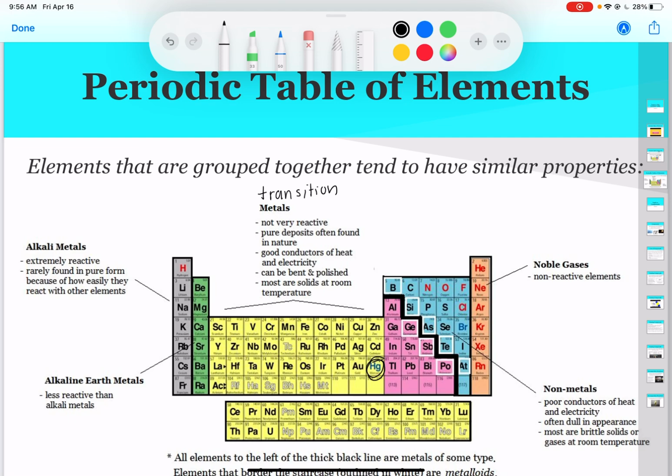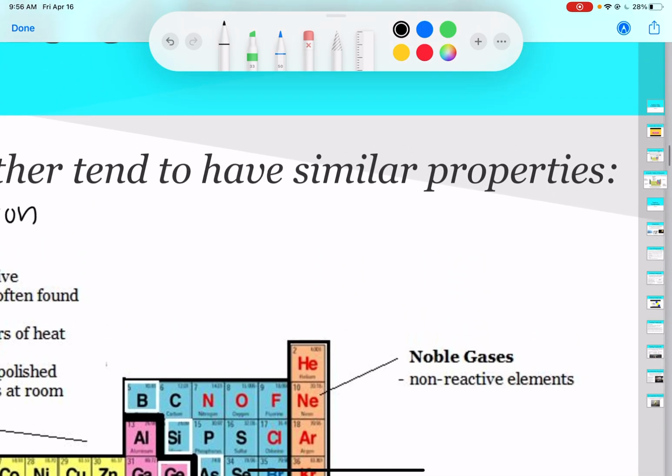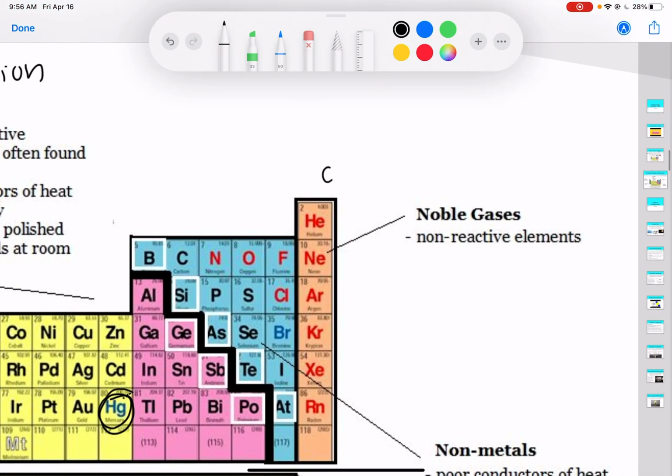They are non-reactive elements. They're like the coolest elements on the periodic table. I always like to say that. They're the cool kids. These guys. Like, everyone wants to be like them.